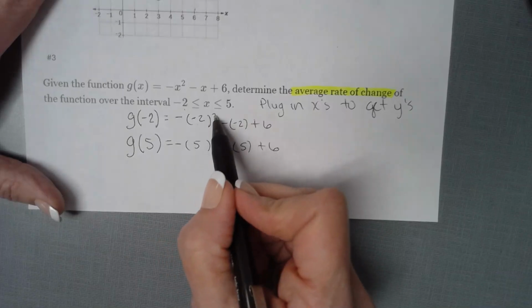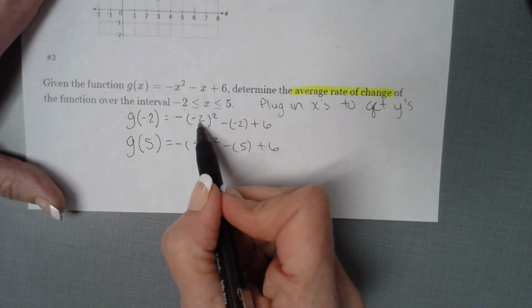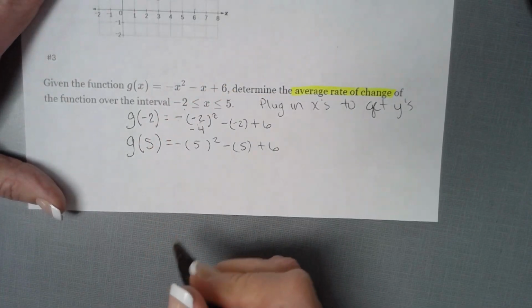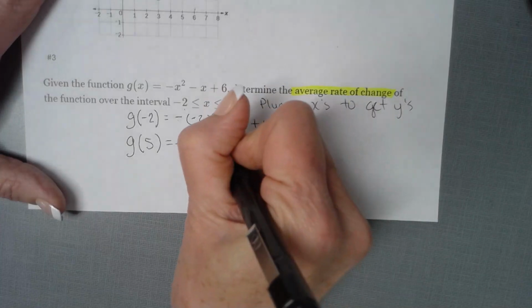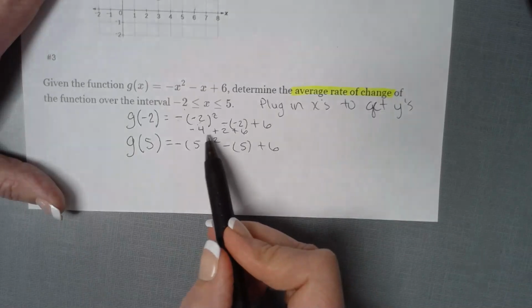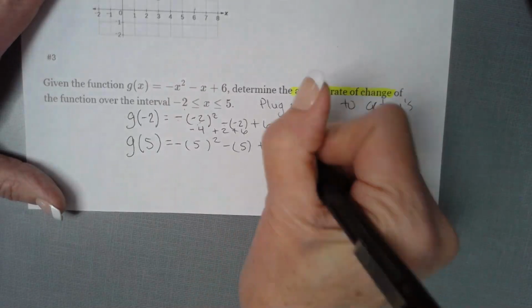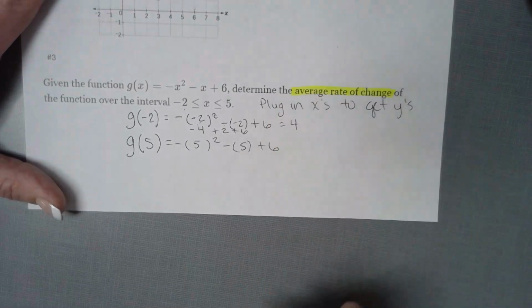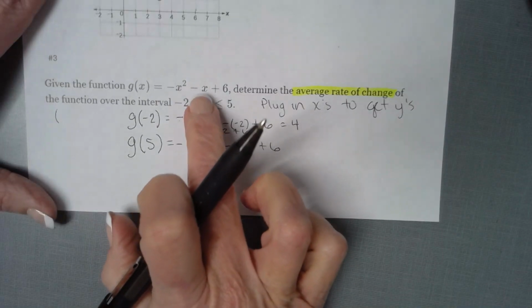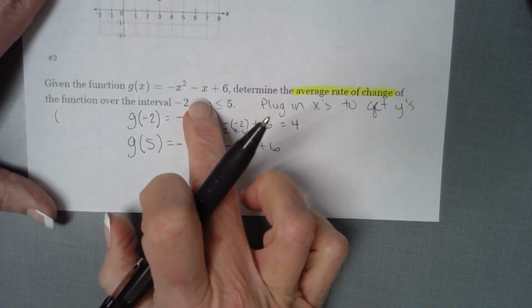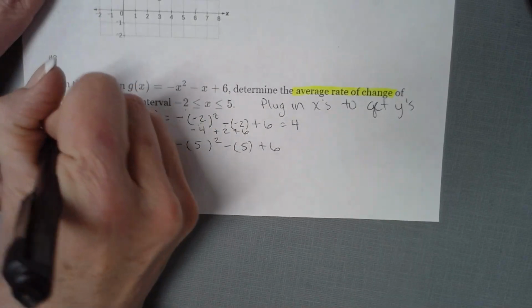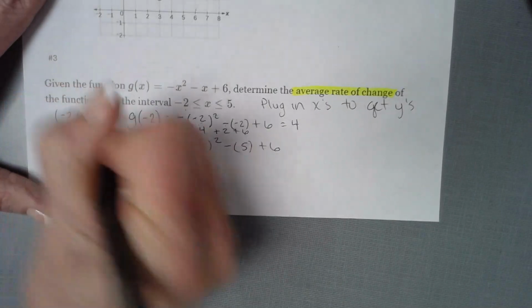First thing we do is square the -2, and we get a 4, and then there's a negative out in front. So that's a -4. Minus a negative is plus, so that's +2 plus 6. So I have -4 plus 2 plus 6, and that equals 4. So I just found an ordered pair that is a solution to this function. It's the ordered pair -2, 4. So I got one ordered pair.